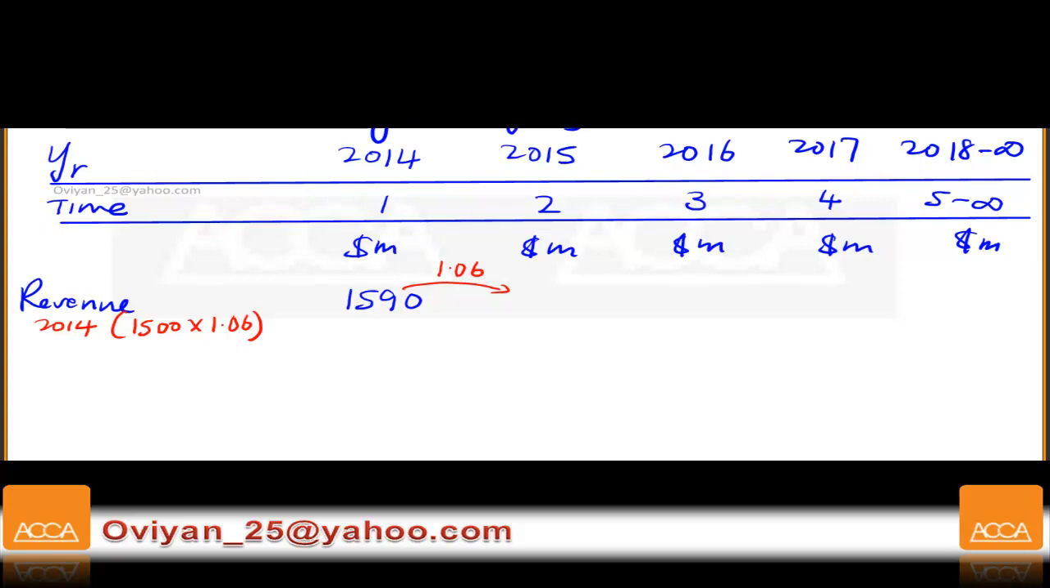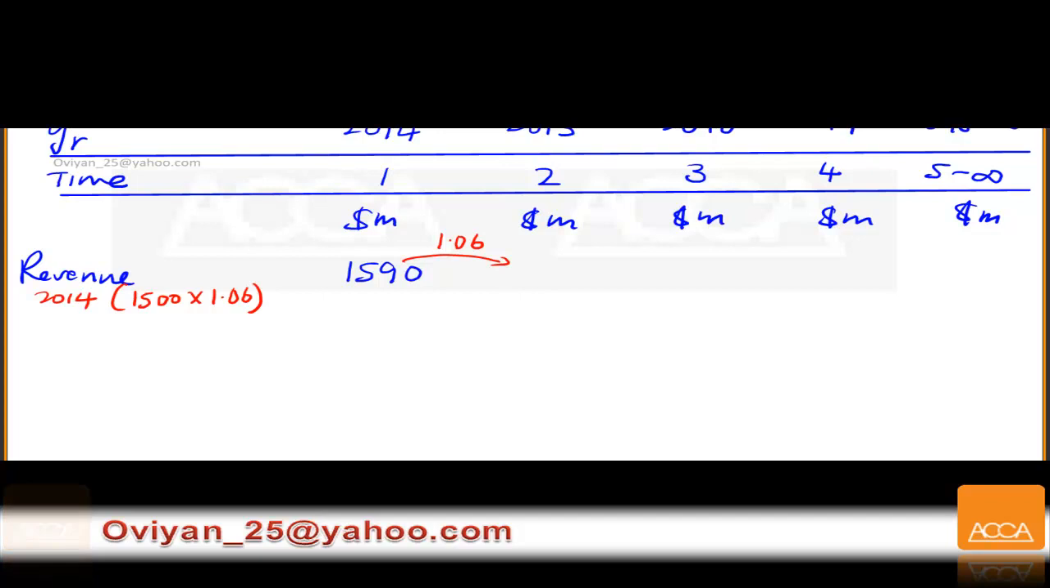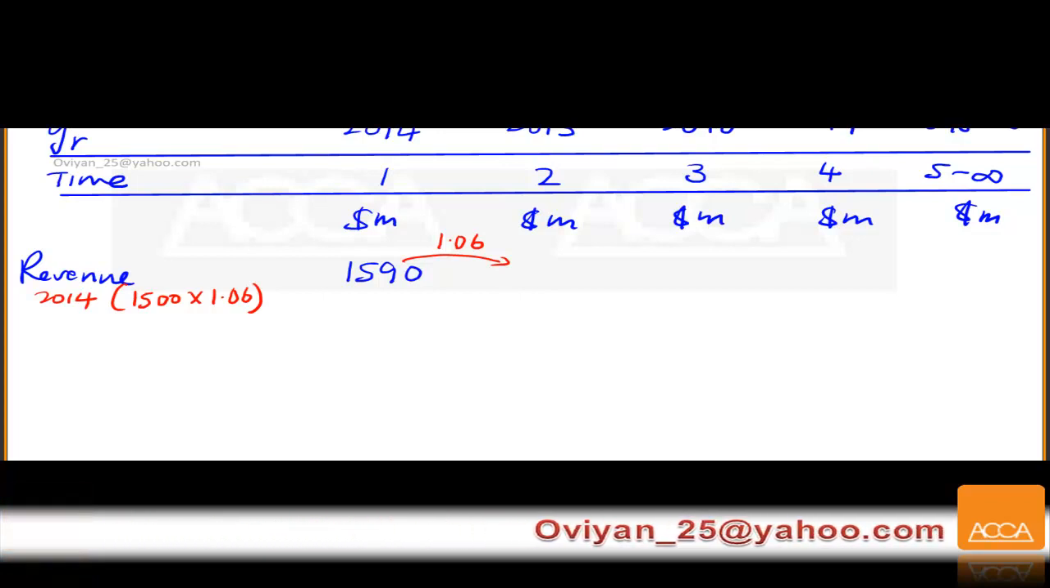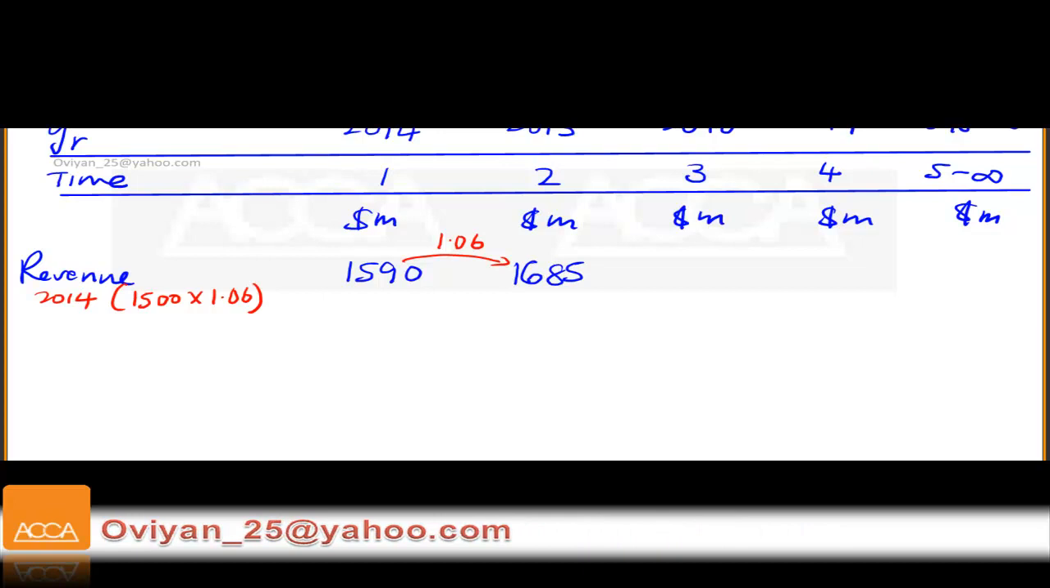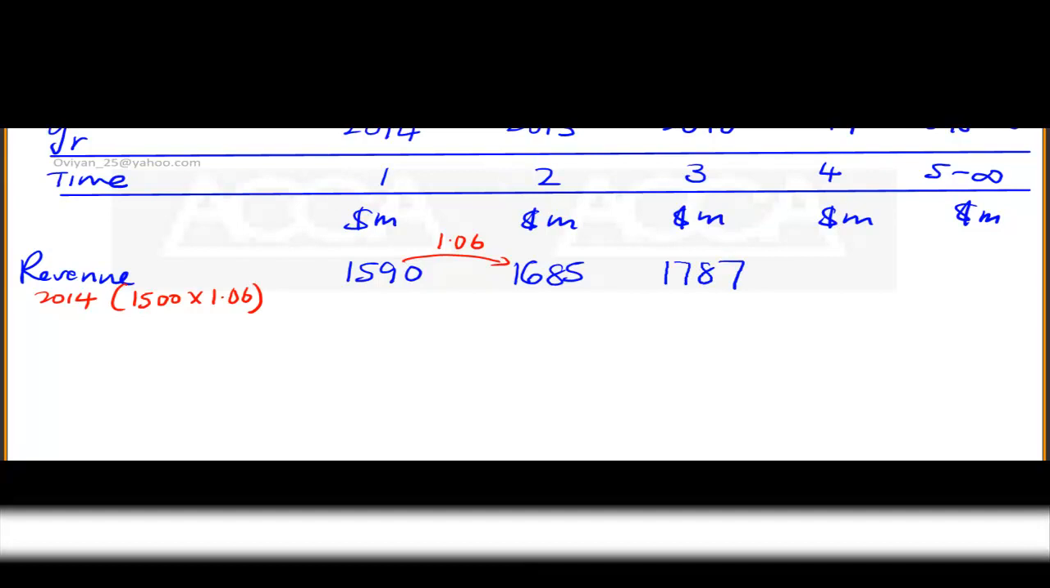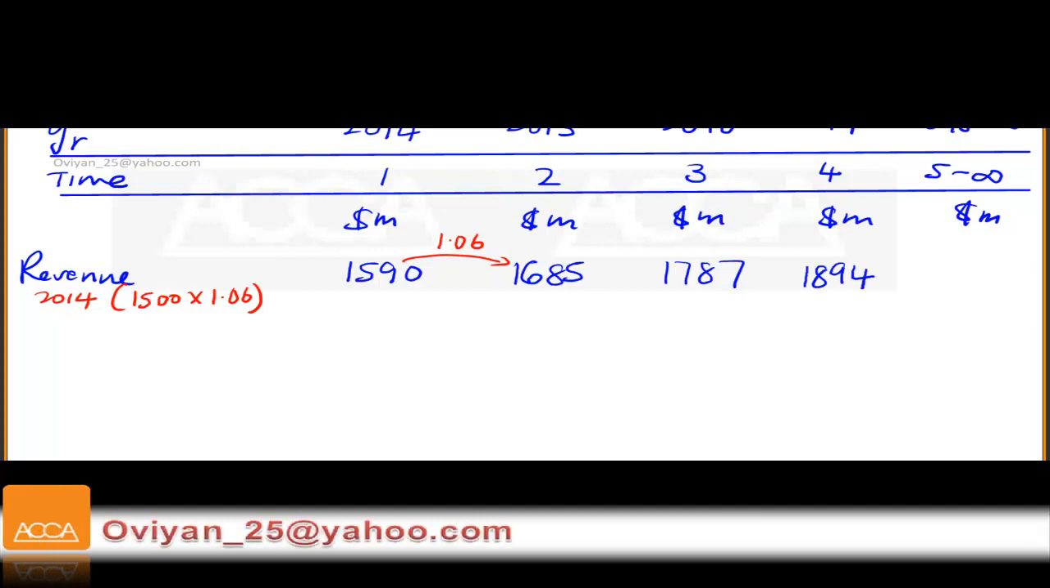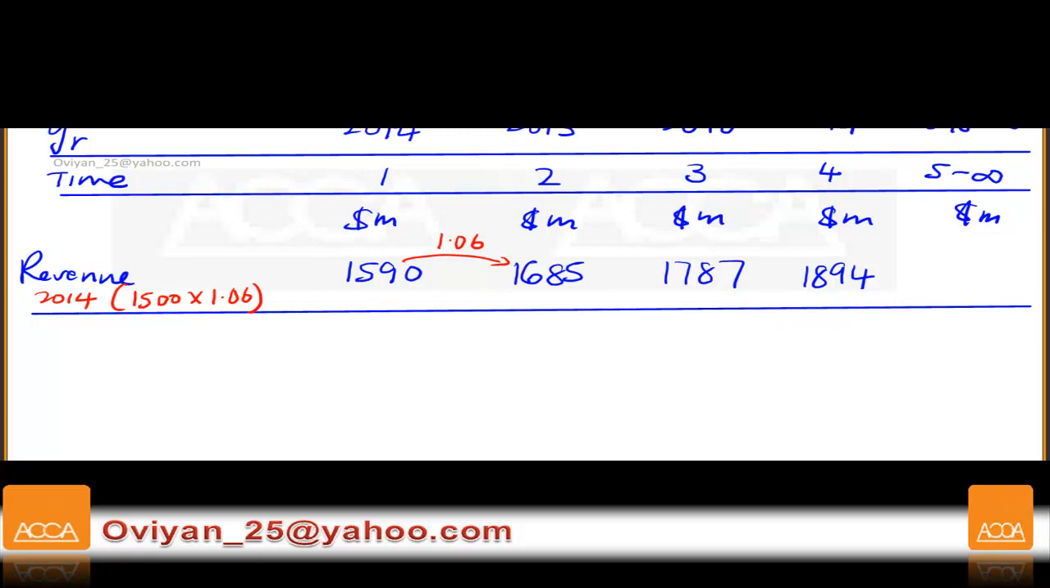You keep pressing and multiply again by 1.06. I'm using many colors here, but in the exam please make sure you use black ink only. All right, so you multiply by 1.06. 1590 multiplied by 1.06 is going to give you an answer of 1685. Keep multiplying by 1.06. If you press equals, you get 1787. Press equals, you get 1894. Now that's the sales or revenue figure.